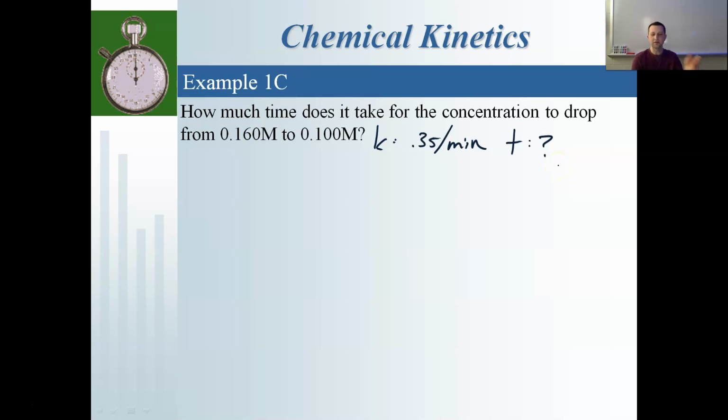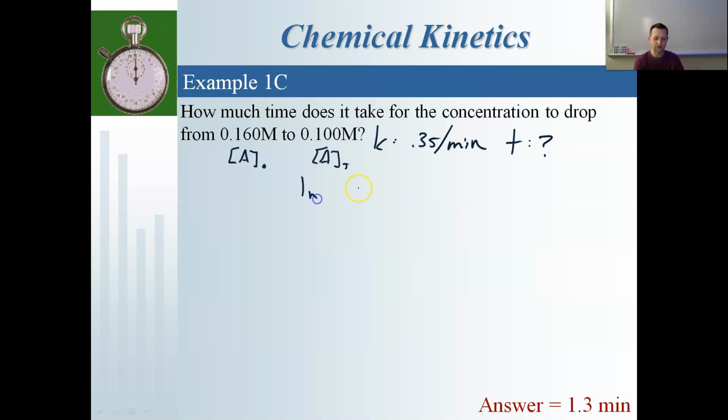In this case, we have to be really careful here. It says the concentration is going to drop from something to something else. So that 0.160 molar, that is our A sub 0. And the 0.100 molar, that is our A sub t. So what we want to do is use the integrated rate law for the first order reaction again, and we're going to go ahead and fill that in.